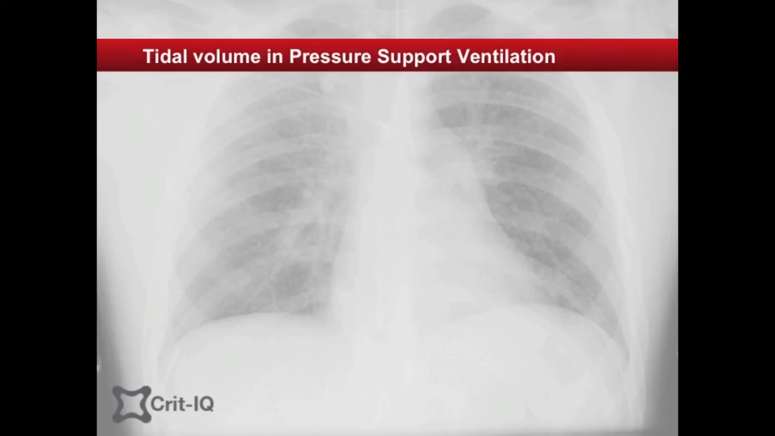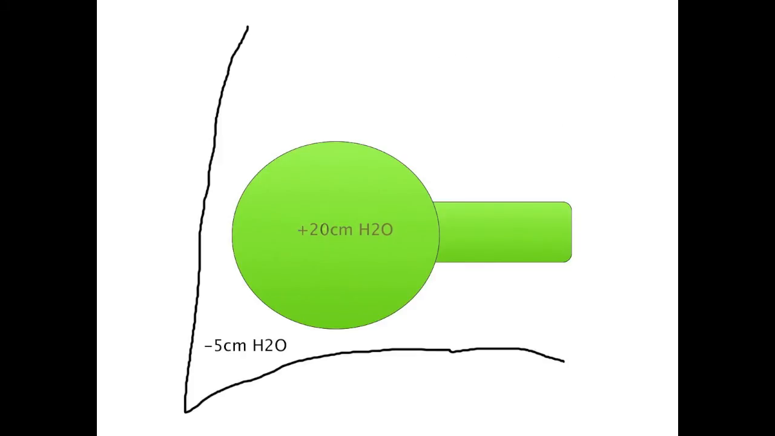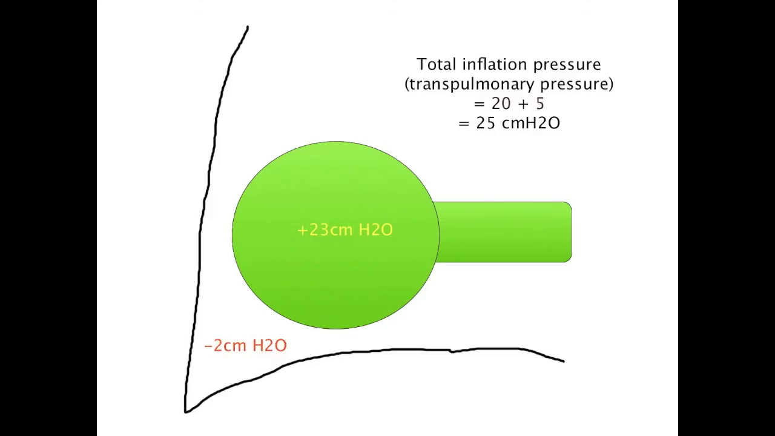The volume of gas inspired is determined by the transalveolar pressure. This is a combination of the positive pressure applied by the ventilator and the negative intrapleural pressure generated by the patient. Increasing the applied pressure will therefore allow the patient to reduce their work of breathing without sacrificing tidal volume. In fact, increasing inspiratory pressure may not alter tidal volume at all if the patient reduces their effort proportionately.